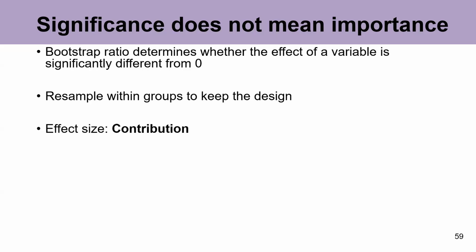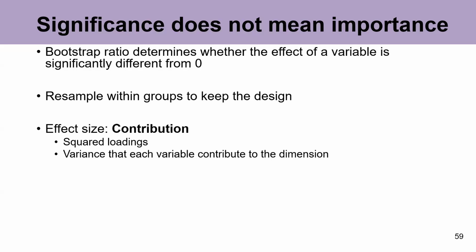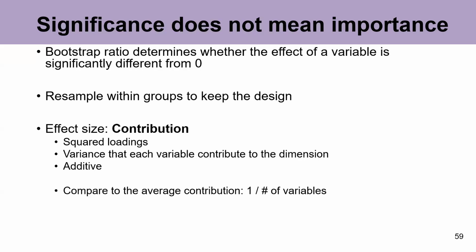Okay. And because significant doesn't mean important, we need to look at effect size when we talk about the importance of a variable. And that's when we compute something called contribution in PLS. In PLS, contribution is the squared loading. So remember the coefficients? We squared them to quantify how much each contributes to the variance of the dimension. And the reason that we square it is because it's additive. And then we compare this with the average contribution, and usually we compare it to 1 over the number of variables. So if I have 8 variables, my average will be 1 over 8.